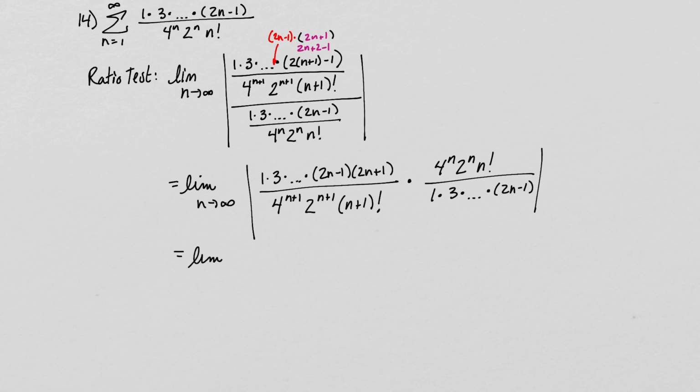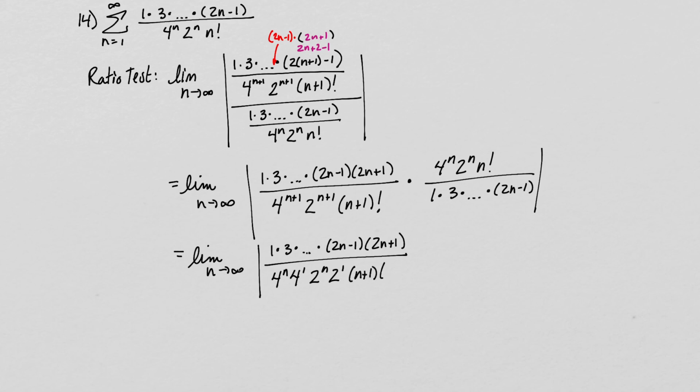So this is going to become the limit as n approaches infinity of, I have 1 times 3 times ... times 2n minus 1, 2n plus 1. All right, we're going to break up this bottom here a little bit. So 4 to the n plus 1 is 4 to the n times 4 to the first. 2 to the n plus 1 is 2 to the n times 2 to the first. And n plus 1 factorial is n plus 1 times n factorial.